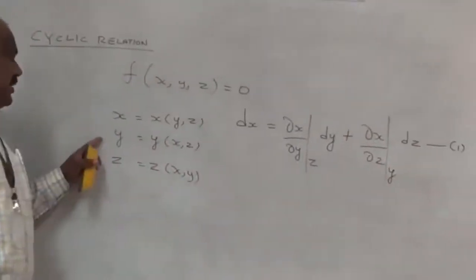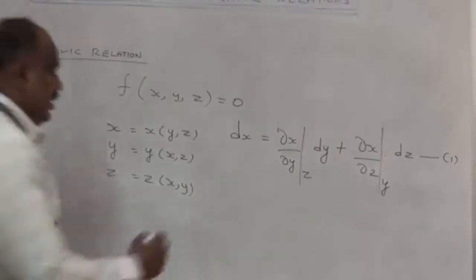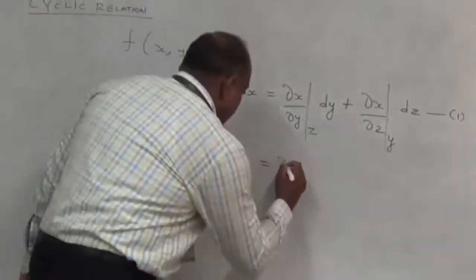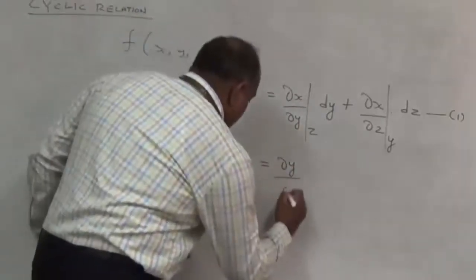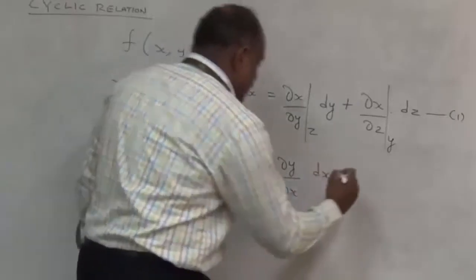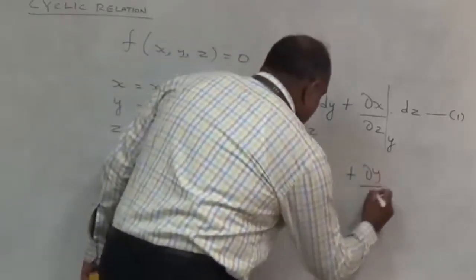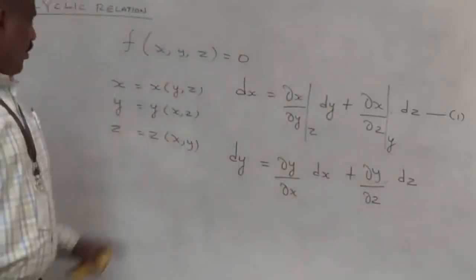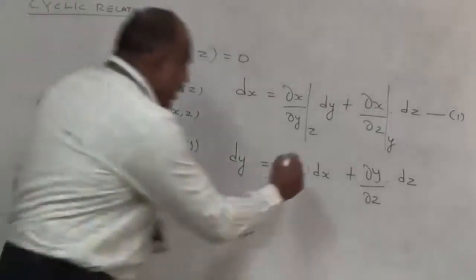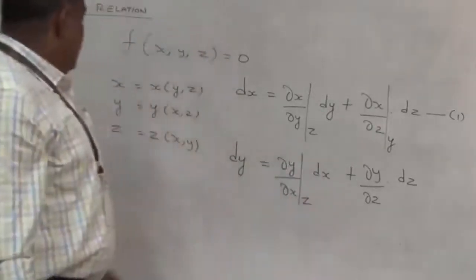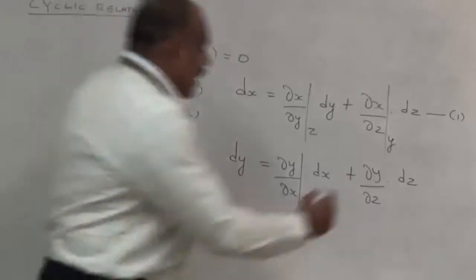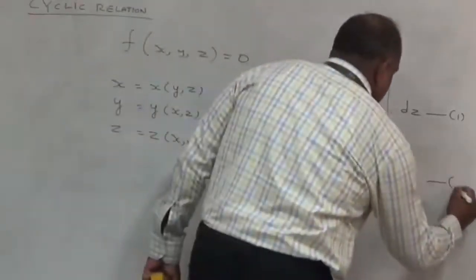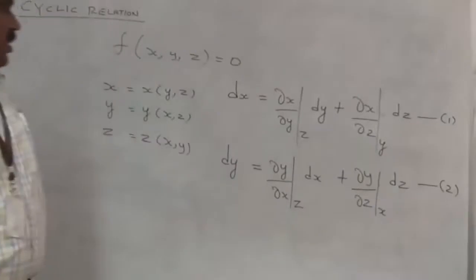Similarly, let us write the exact differential for y and z. So dy will be equal to dou y by dou x into dx plus dou y by dou z into dz. When I differentiate y with respect to x, I have to maintain z as constant. Similarly, when I differentiate y with respect to z, I maintain x as constant. Let us name this equation 2, which gives the exact differential of y, dy.